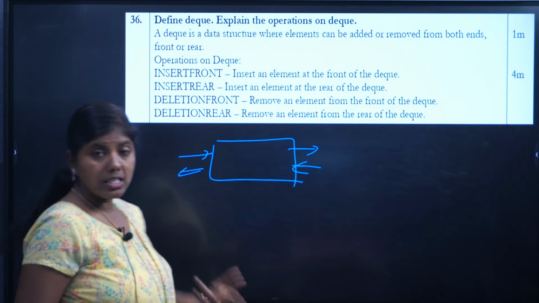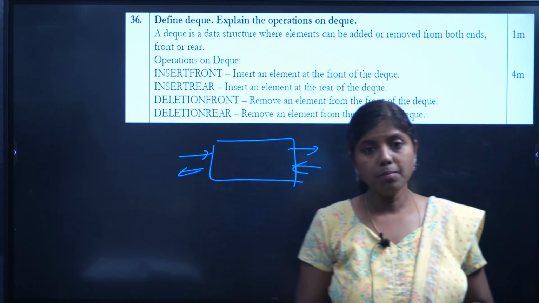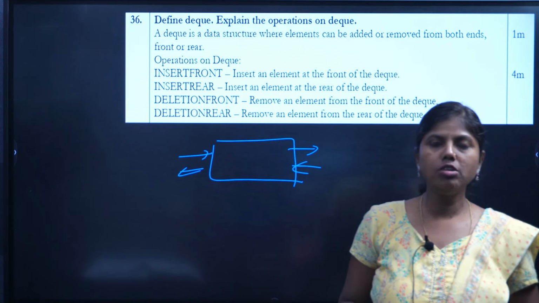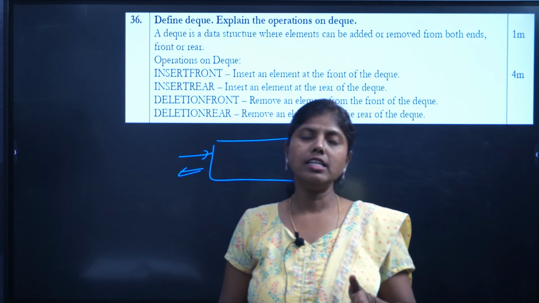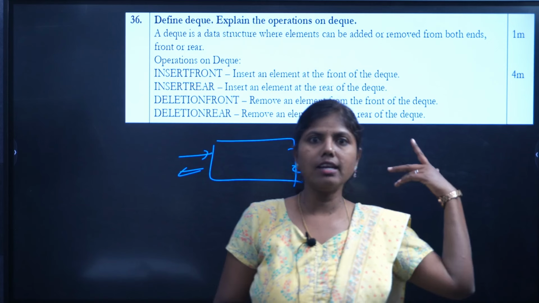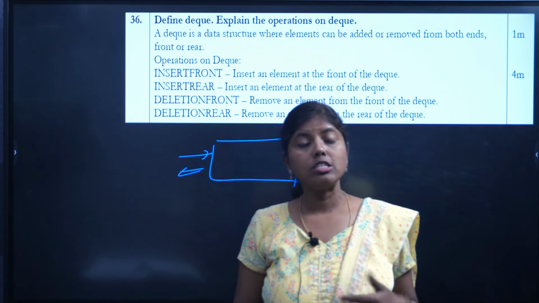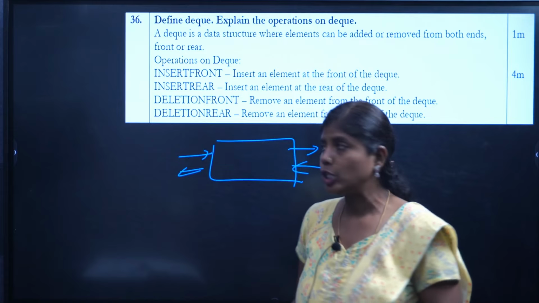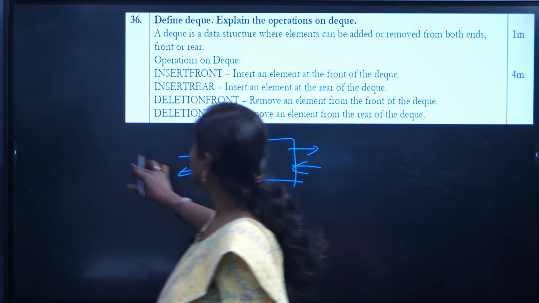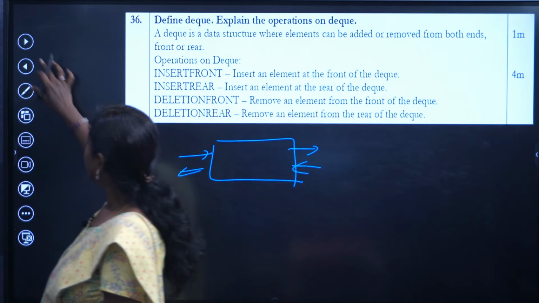That means the same example, we will take Radha is there, Krishna is there, and then Sham will come. So Sham can come from front end also. Sham can come from rear end also. I can delete Sham first. I can delete Radha first. The way I want, I can do it. Insertion, deletion can take place from both the ends. That is what you mean by Deque operation. So explain all those. 1 plus 4, totally it will be 5 marks. We'll go to the next question.